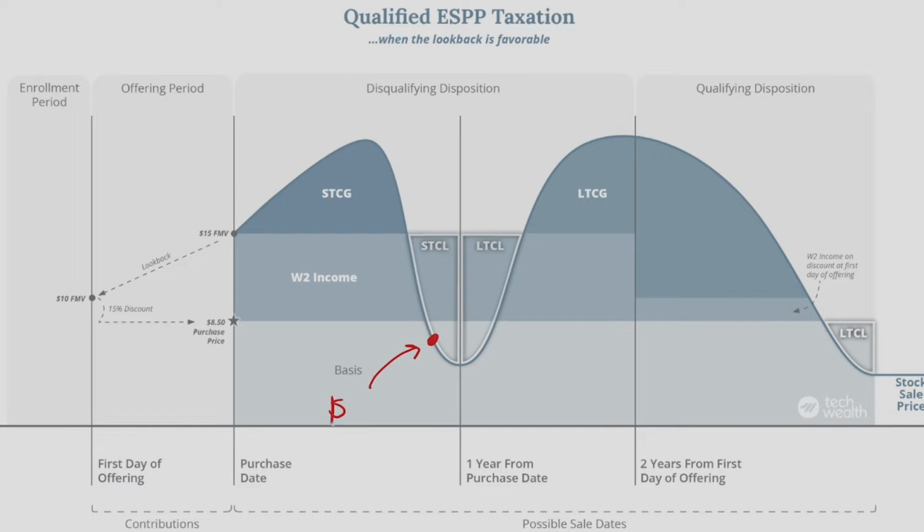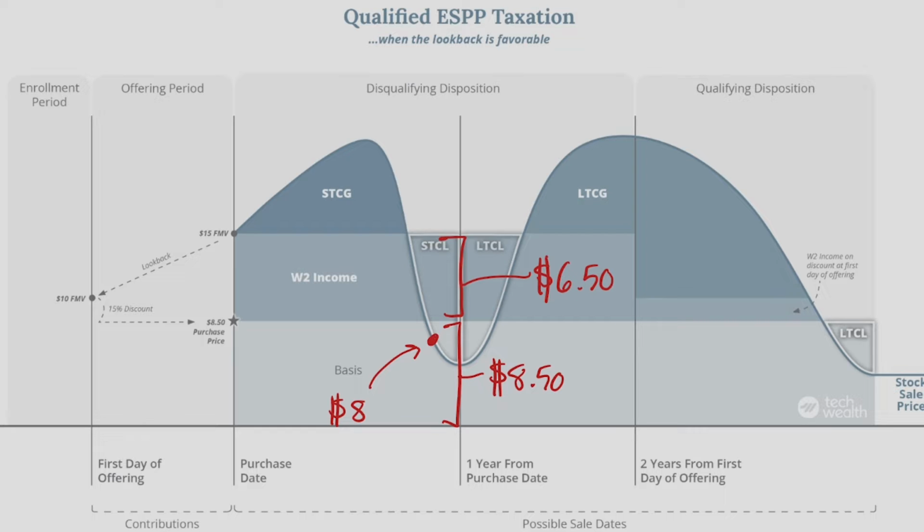The last portion of your taxes due upon sale is that anything sold within 1 year will be taxed at the short-term capital gains rates. That's what STCG stands for. But what if you sell for a loss? Let's say you sell your shares for $8. Your cost basis is still $8.50 because that's what you paid for the shares. The scary part is you still owe $6.50 in ordinary W-2 income.